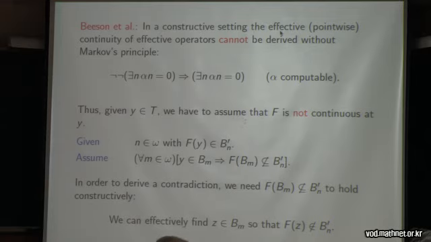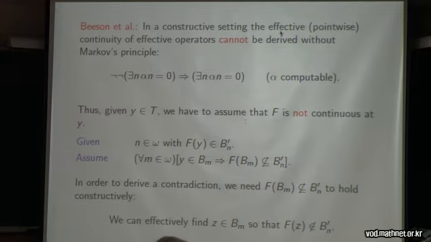We have given a basic open set Bn', and we assume it contains the point f of y. And then we have to assume indirectly that for all Bm containing y, f of Bm is not mapped into Bn'. Now here comes the critical point, because in order to derive the contradiction, we need that this statement, f of Bm is not included in Bn', holds constructively.